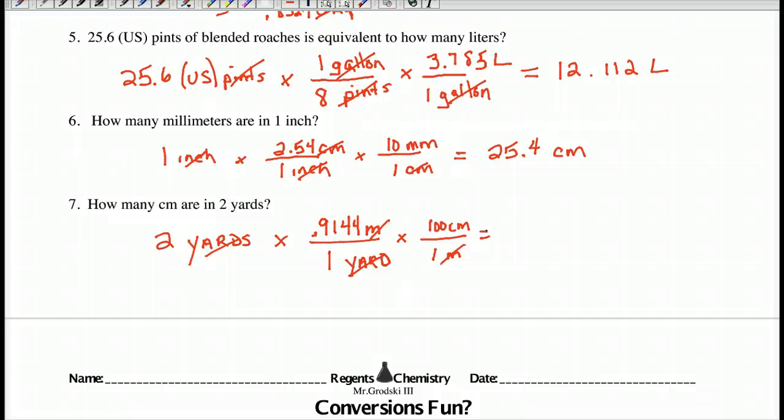2 times 0.9144 times 100 gives me a raw number, 182.88.